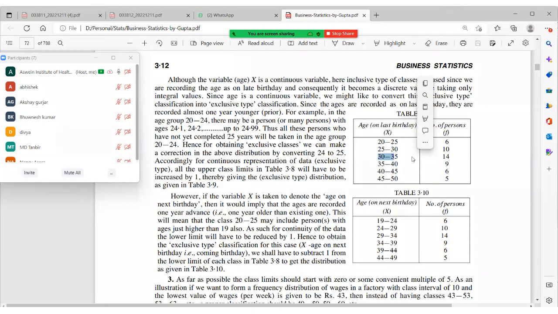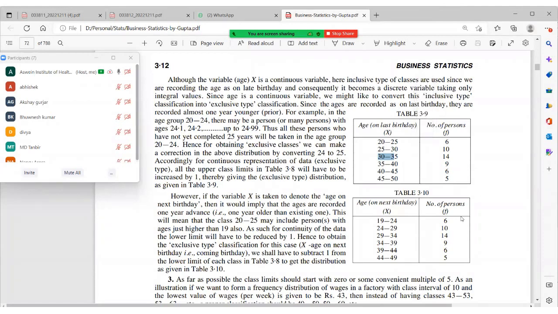Right? So this kind of series generally we do, and in the exam they show this type of series. You have to find whatever the statistical result in this kind of series. Right?